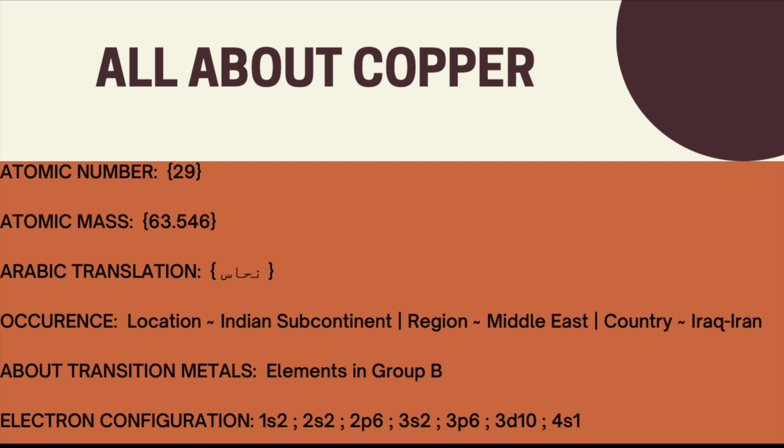And a bit about transition metals is that you can find them in Group B of the periodic table, and the electron configuration of copper is 1s2, 2s2, 2p6, 3s2, 3p6, 3d10, and 4s1.